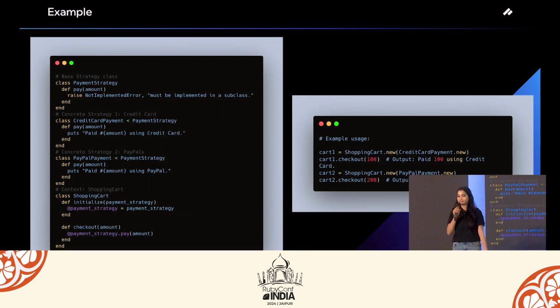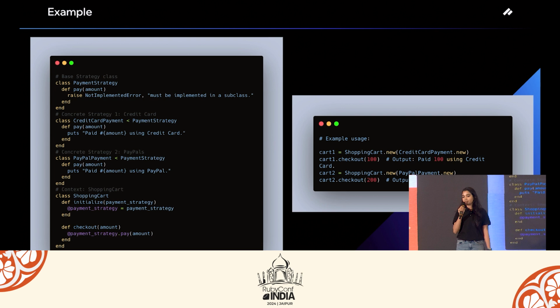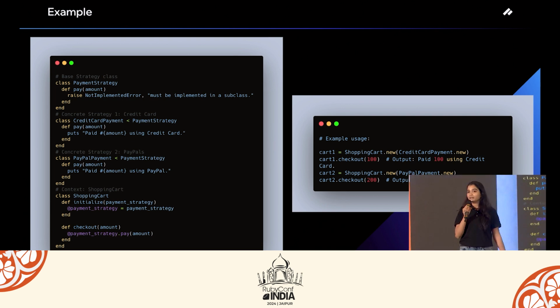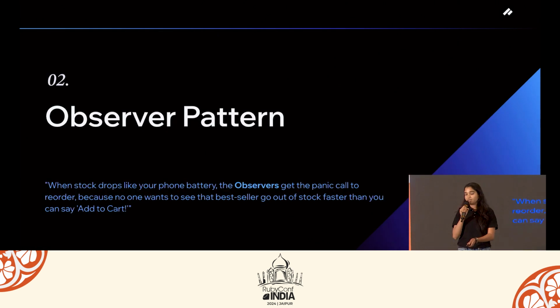So this is just a snippet. On the right, you will see how you're switching between different strategies for different customers. You can have credit card or you can have PayPal. On the left, you can define different strategies. Next is the observer pattern.